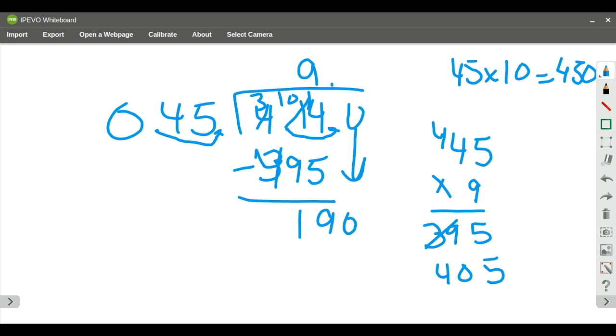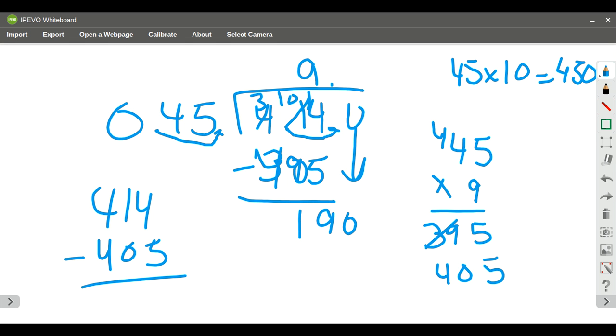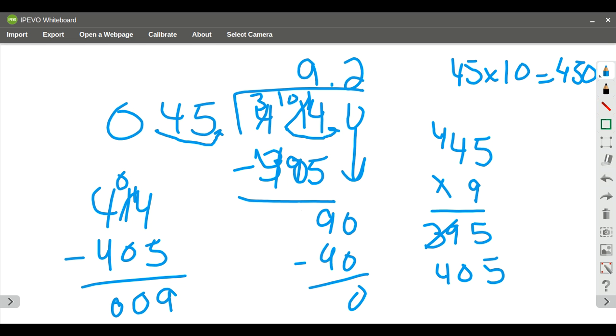So if I do 405, I'm going to do it off the side. 414 subtract 405. And when I do that, I'm going to get, let's see, 14 subtract 5 is going to be 9. 0 subtract 0 is going to be 0. 4 subtract 4 is going to be 0. So I get an answer of 9, which means when I annex that 0, I'm looking at 90. 45 is going to go into 90 2 times, which is going to be 90. I'm going to subtract, and I get 0.